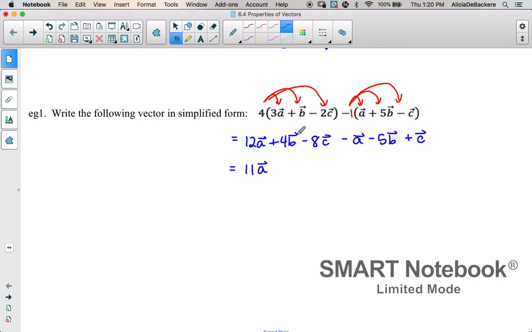And then we'll do the same thing with vector B. And again, this would feel automatic. You would just do it. 4 minus 5 gives me -1 in front of vector B and -7 in front of vector C.